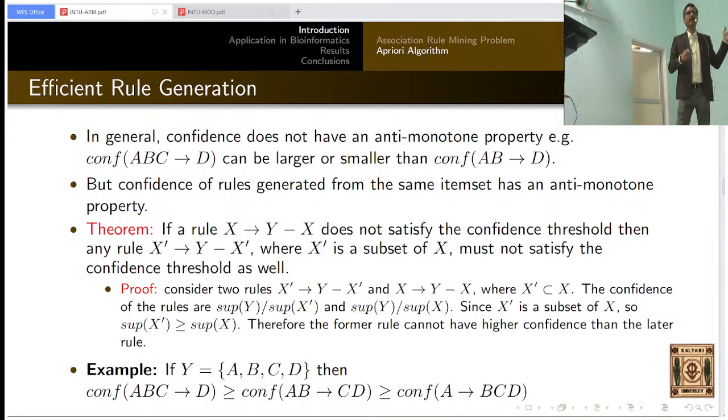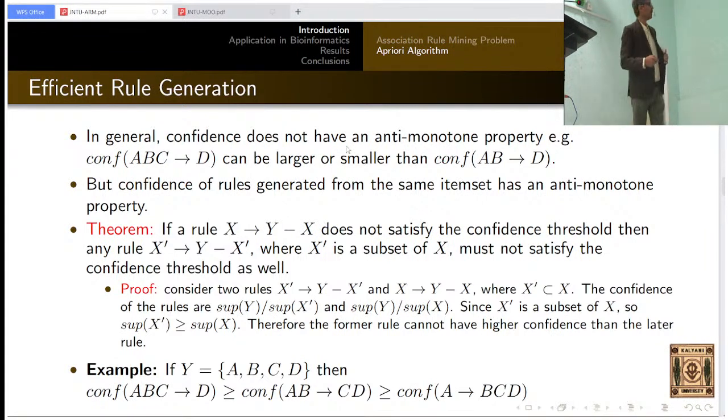Similarly, I have to tell whether there is any relationship between their confidence values, but you cannot compute the confidence. Without computing the confidence, you have to tell the relationship. How is this relationship coming? I am saying that confidence of ABC implies D will be greater than or equal to confidence of AB implies CD, greater than or equal to confidence of A implies BCD.